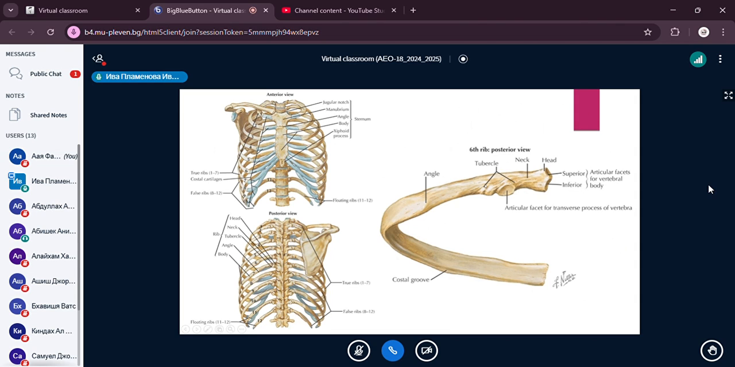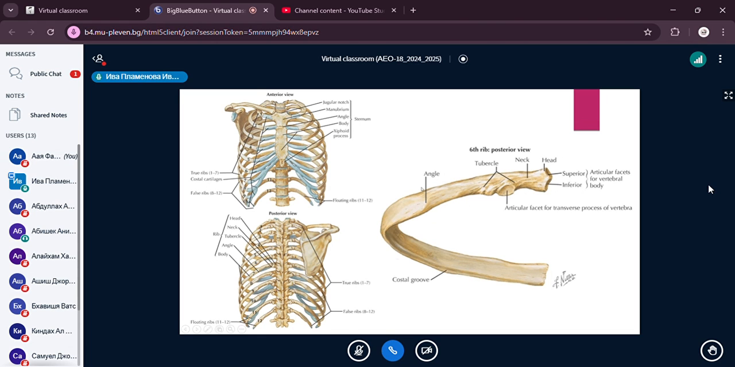After that, we have the rib tubercle, with articular facets for the transverse process of the thoracic vertebrae. Here is the angle, that's the body with outer and inner surface. At the lower margin of the inner surface is located the costal groove, sulcus costae, where we can find the intercostal vein, artery, and nerve.